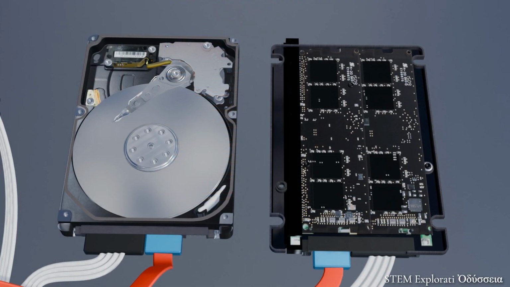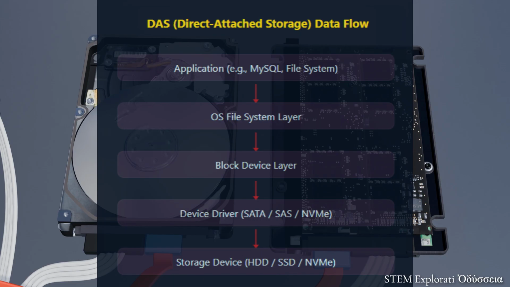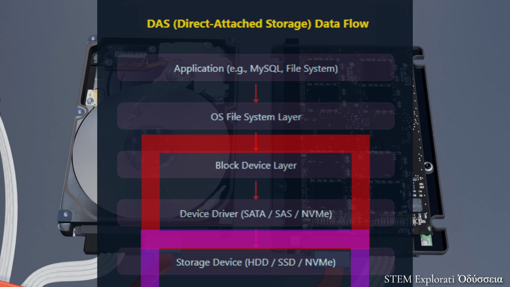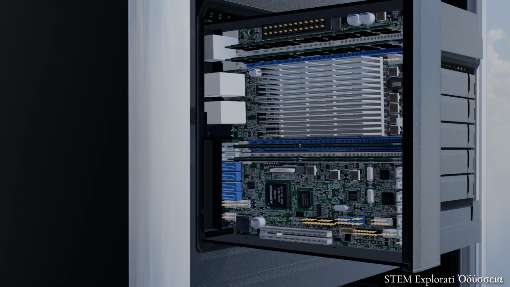Now that we've explored each system in detail, let's bring it all together and compare how DAS, NAS, and SAN handle data. Starting with DAS, or Direct Attached Storage, the drives are physically connected to the computer's motherboard. The data path is short and direct, giving excellent speed and low latency. Next, we have NAS, or Network Attached Storage.